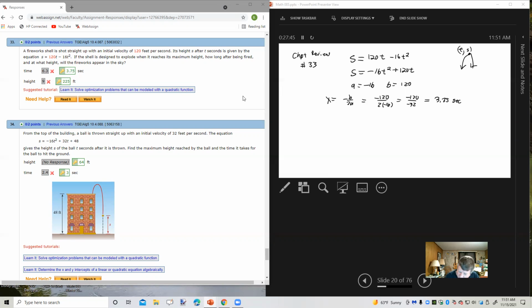And then what is that maximum height? So up here we've got 3.75. We put 3.75 in for time. S equals negative 16 times 3.75 squared plus 120 times 3.75. Calculator time, negative 16 times 3.75 squared plus 120 times 3.75, and I get 225. So that would be 225 feet. So that would be the maximum height.